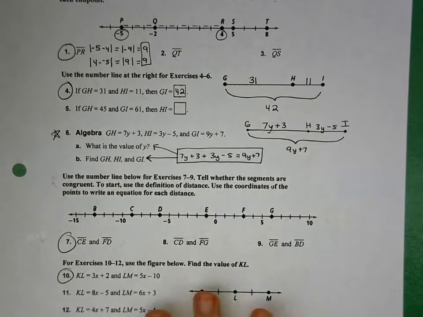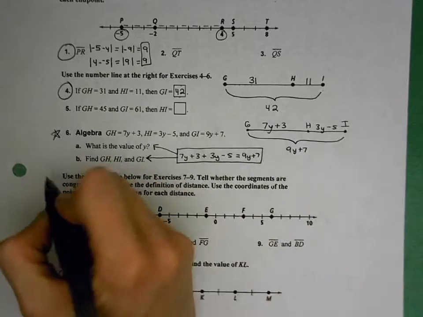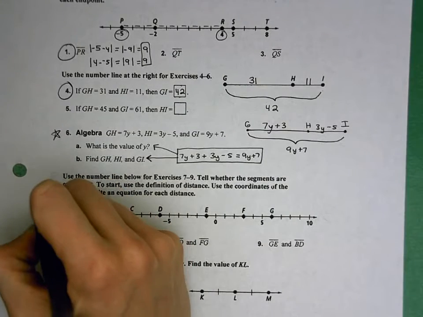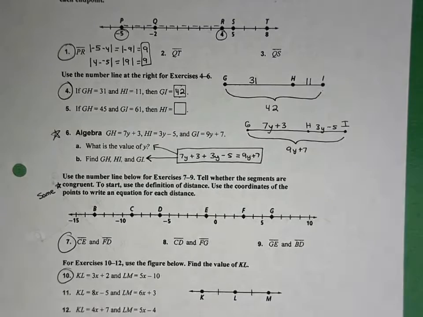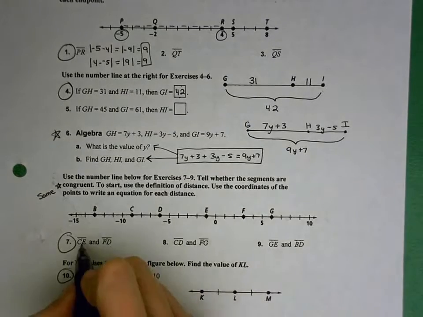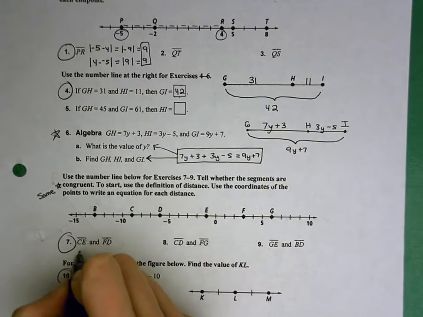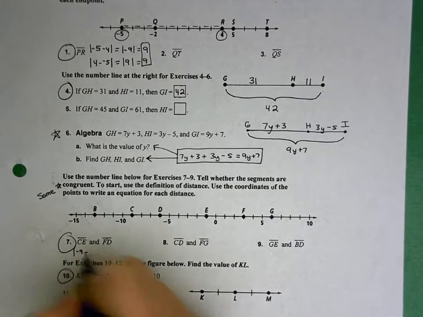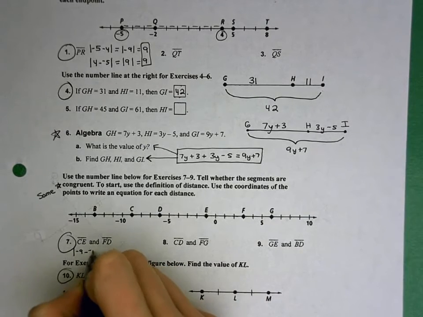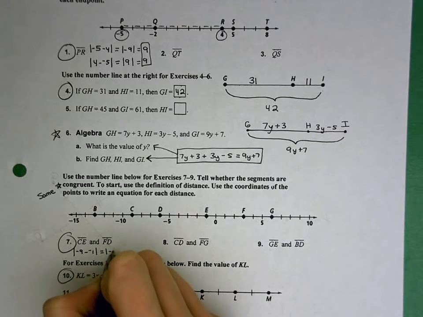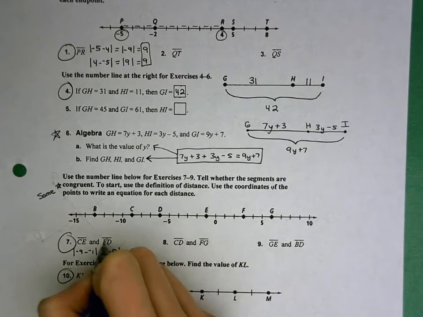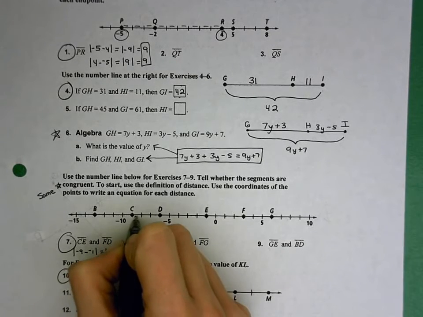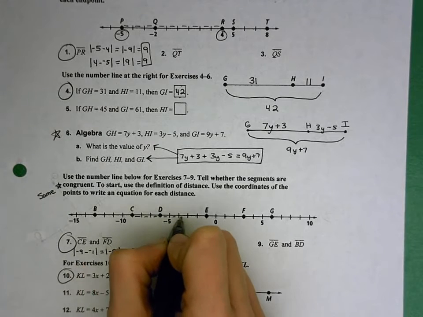Okay, number 7, we are asked to see if the two segments are congruent. Congruent means same, right? Same length. And so when I'm looking at CE, okay, the distance from C to E, C is right here at -9. E is over here at -1, which is the absolute value of -8, which is 8. Right, and I can confirm that C to E is 1, 2, 3, 4, 5, 6, 7, 8.